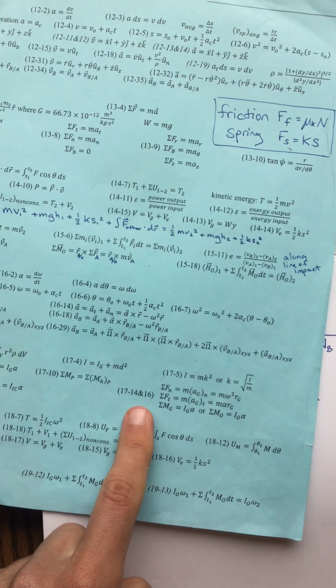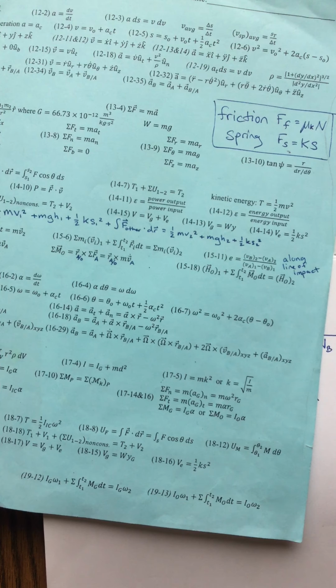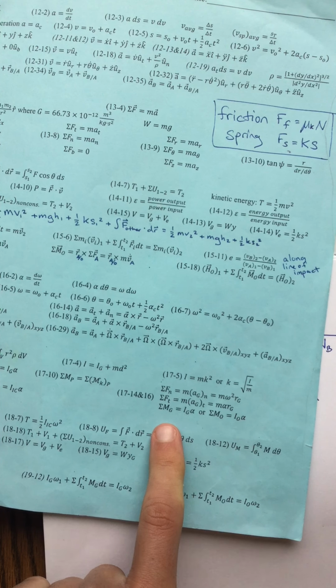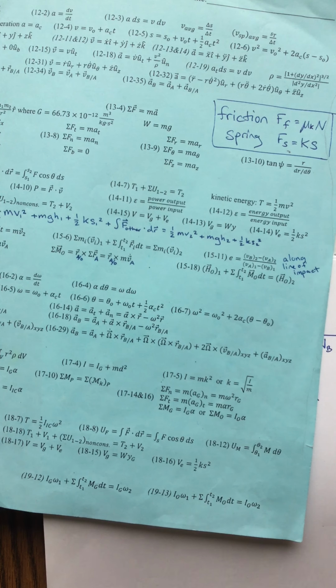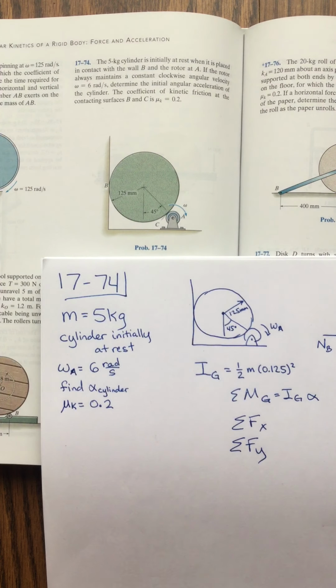Equations 17-14 and 17-16 tell me I can apply Newton's second law in this situation and also sum up the moments either about point G or about point O, and that's equal to the moment of inertia times the angular acceleration. In this problem, rather than using Newton's second law with normal and tangential components, I am going to use x and y coordinates.